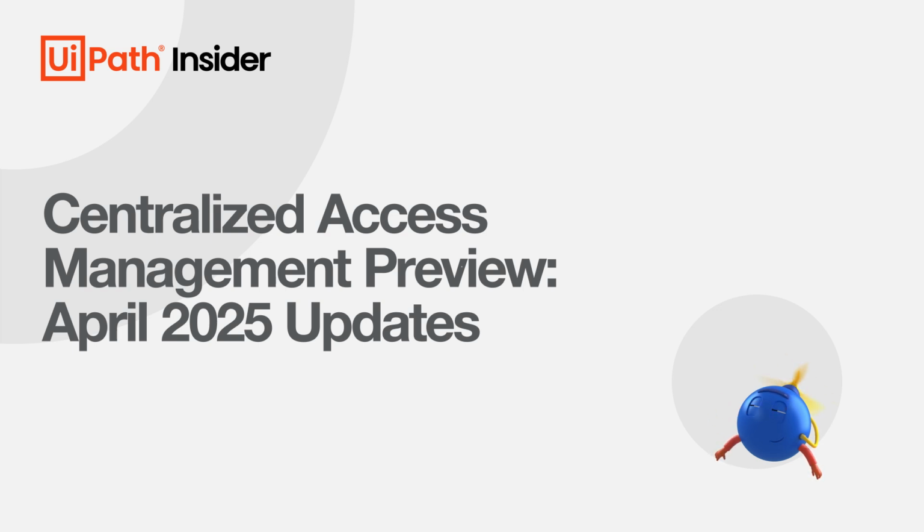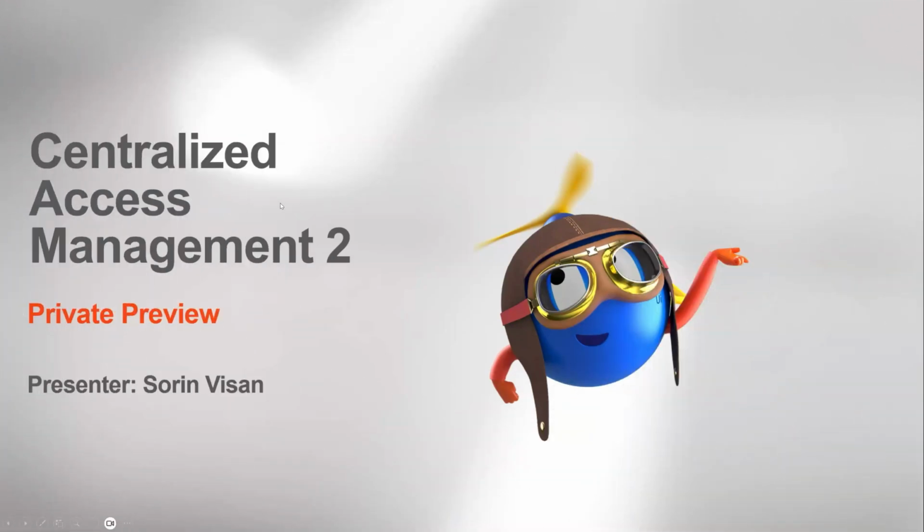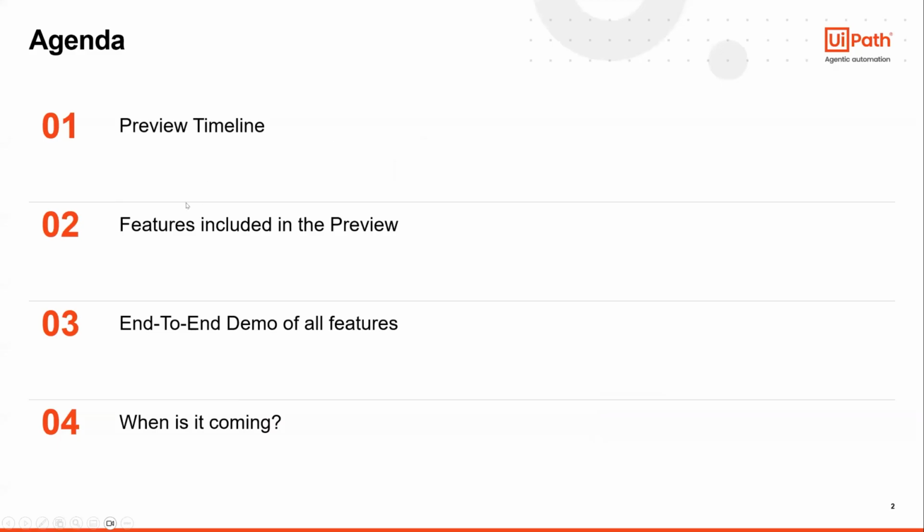For this final session, we're gonna have a look at the centralized access management private, soon to be public preview. We're gonna look at the timelines, the features that we have included, and also some new enhancements that are coming as part of your feedback in the insider preview. So this is the agenda. Look at the timeline, look at the features, have an end-to-end demo of all the features, and then look at when is it coming.